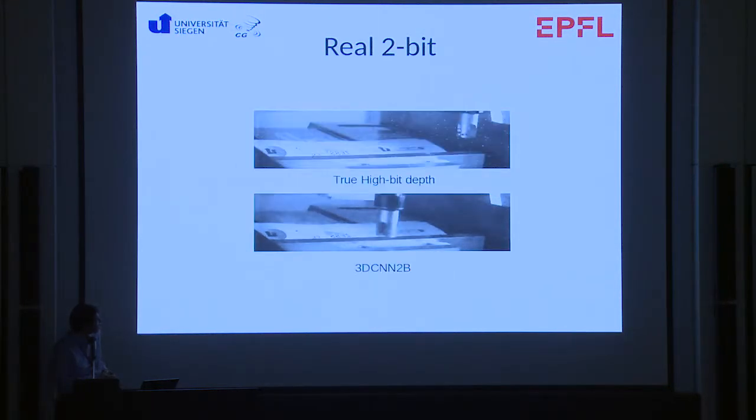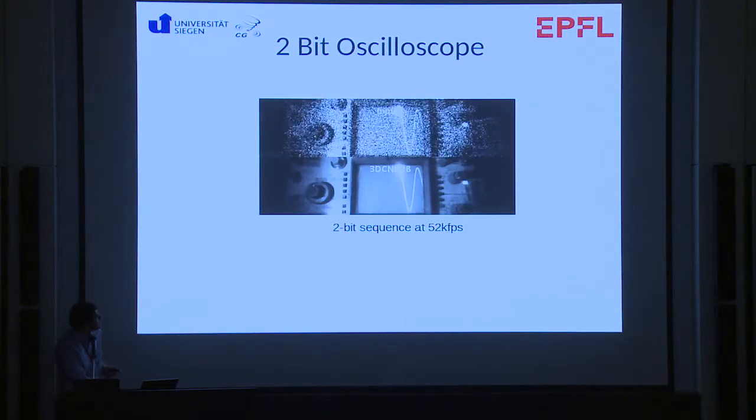And here we show a comparison with a true image, which was captured with 16 bits. We also see the hot pixels here, but our estimate is with just 2 bits, just 3 frames, and we do fairly okay. And this is the oscilloscope 2-bit example, where we see slightly improved results with respect to 1 bit.